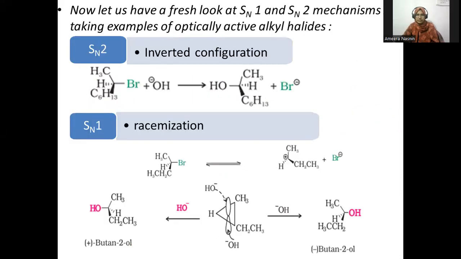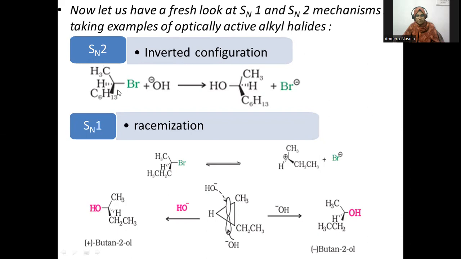Now let's have a fresh look at SN1 and SN2 mechanisms by taking examples of optically active alkyl halides. Till now we have discussed only optically inactive alkyl halides, and now we are taking an example of an optically active alkyl halide. So in the case of SN2 mechanism, there is an inversion of configuration.